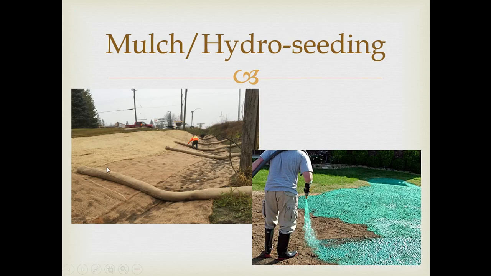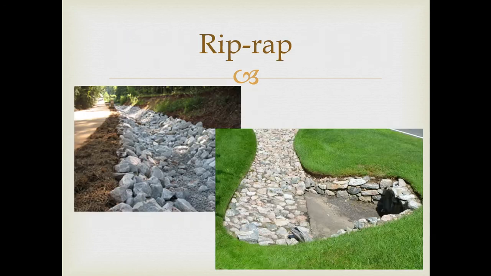So mulching, here we have just seeding and mulching to encourage grass growth, but then also these large tubes to physically prevent water movement and trap sediment. Hydroseeding provides a mulch and a seed right away to help cover bare soil.